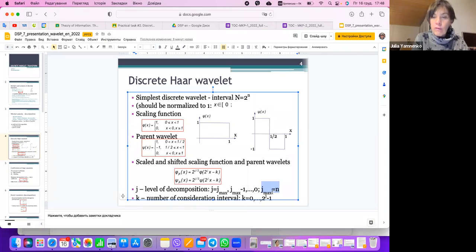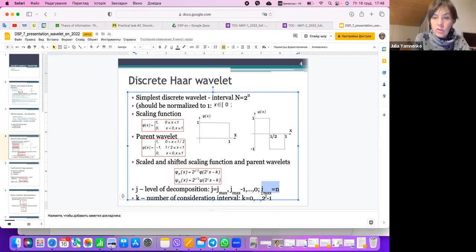And if you have 1024, that is 2 in the power 10, it automatically means that the maximum level of decomposition in your wavelets will be 10. So this power of 2 is like a starting point for the counting of the level of decomposition.